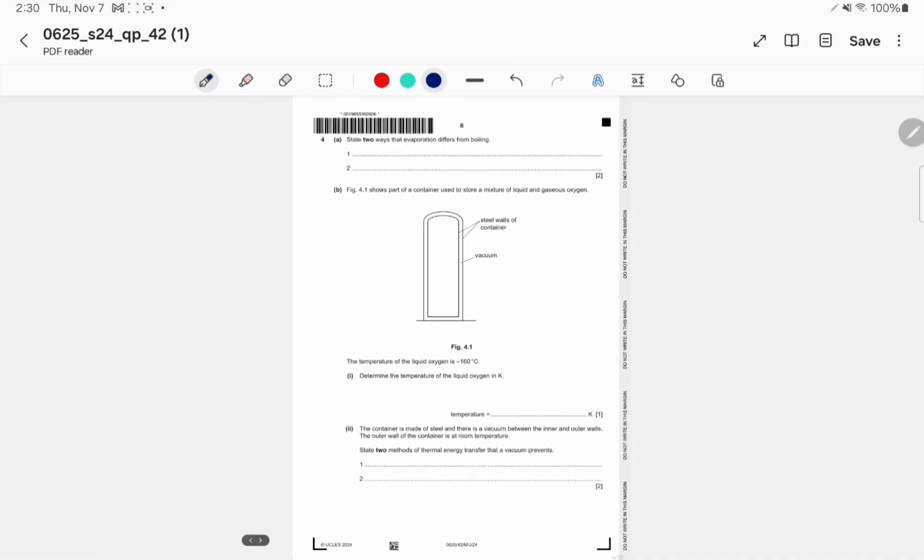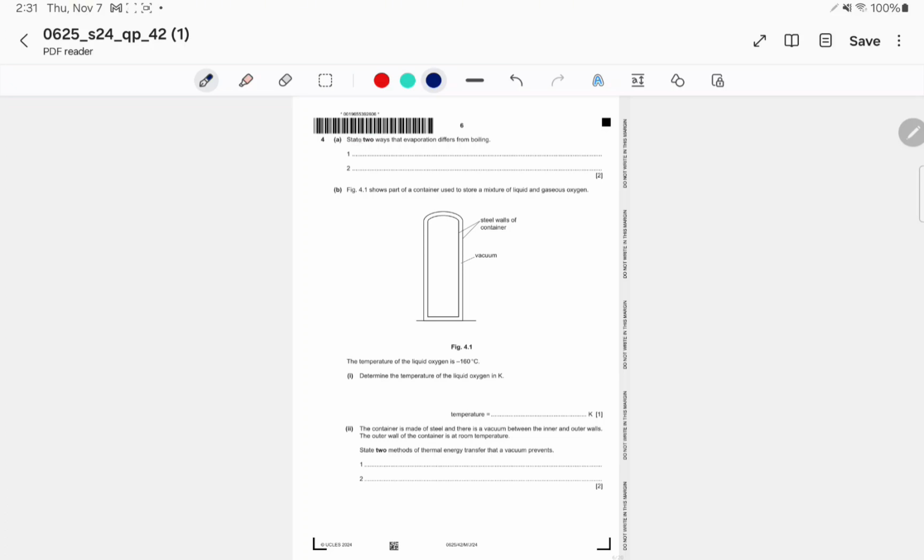Fourth question, state two ways that evaporation differs from boiling. Evaporation generally occurs only at the surface, whereas boiling occurs throughout the liquid. Evaporation can take place at any temperature, whereas boiling only at a specific point. For water, that is 100 degrees centigrade. I am saying it simply to remember it.